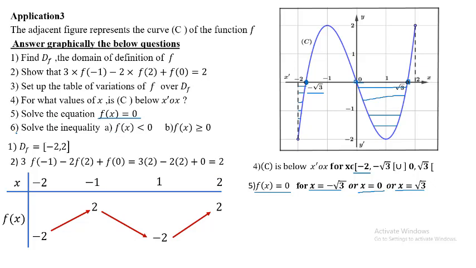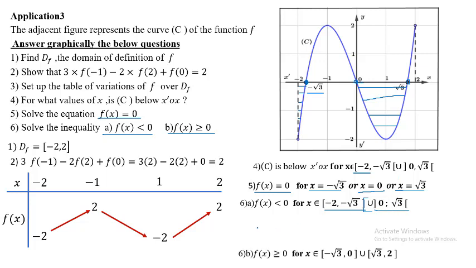Now let us complete 6. Solve the inequality: A, f of x less than 0; B, f of x greater than or equal to 0. Let us complete. F of x less than 0 will occur if C is below. So x belonging from -2 closed till minus radical 3. In this case, we open at minus radical 3. Also from 0 till radical 3, which is open at both 0 and radical 3.